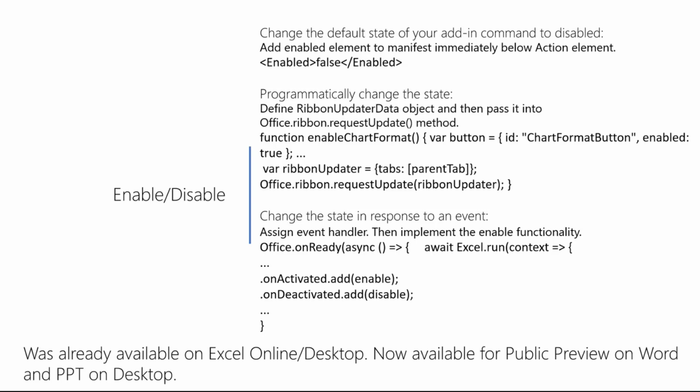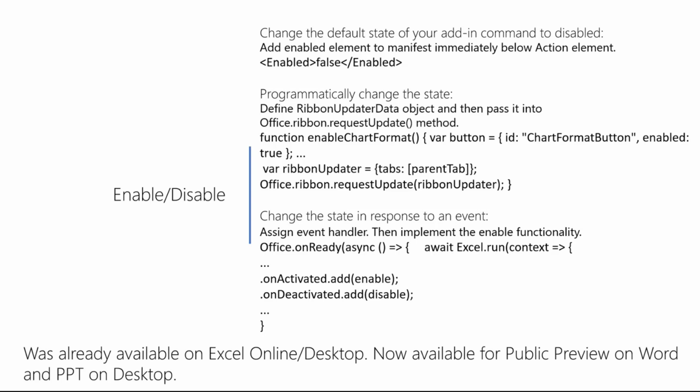And then we can also programmatically change the state, so you can enable or disable your add-in command. In order to do that, you have to first define a ribbon updater data object, and then you would pass that into the office.ribbon.requestUpdate method. So in order to define your ribbon updater object, you would have some function. In this example, it's enabling a chart format, but you could have whatever necessary item in yours.